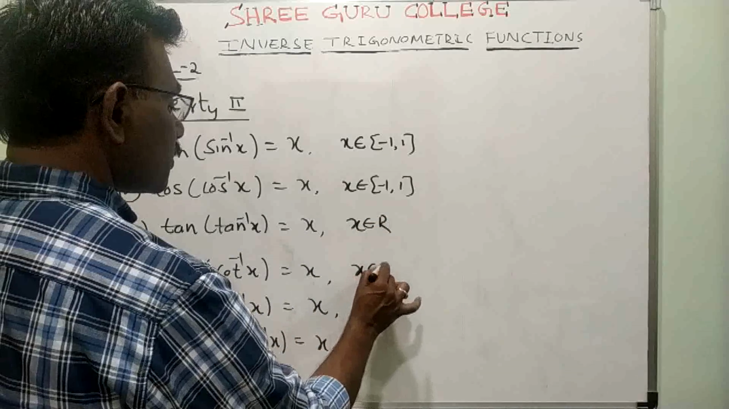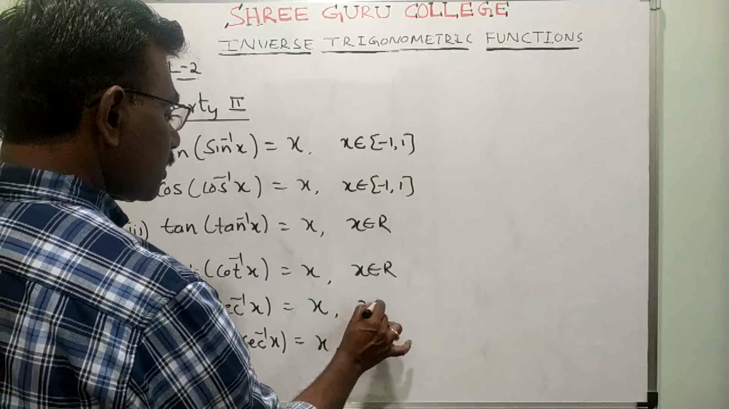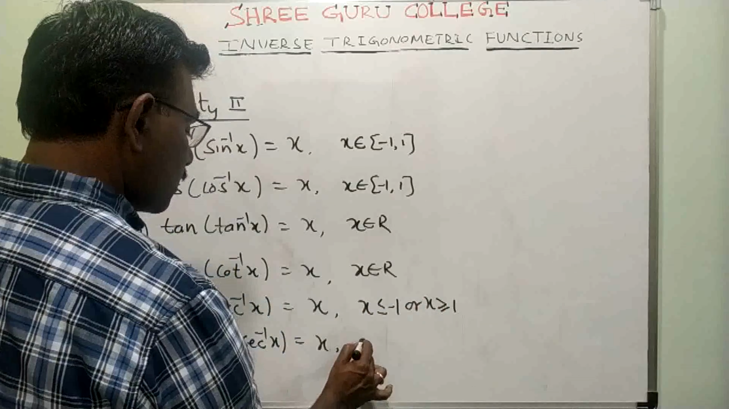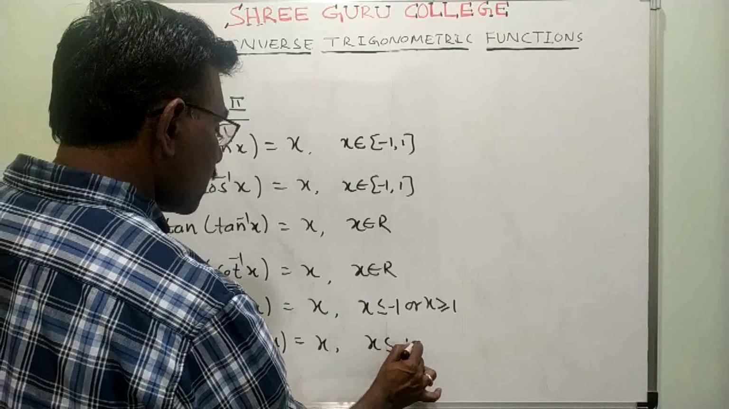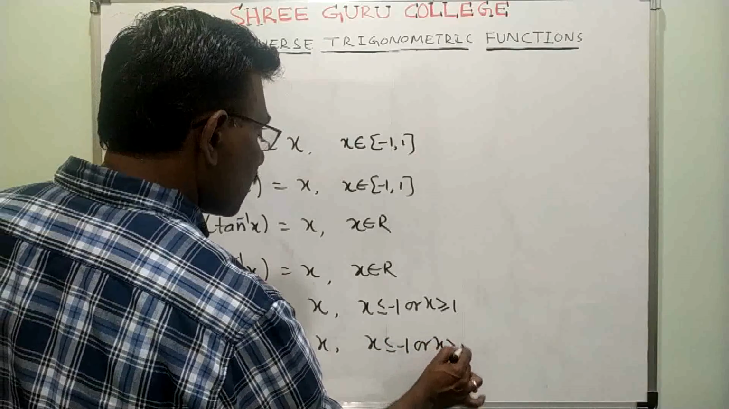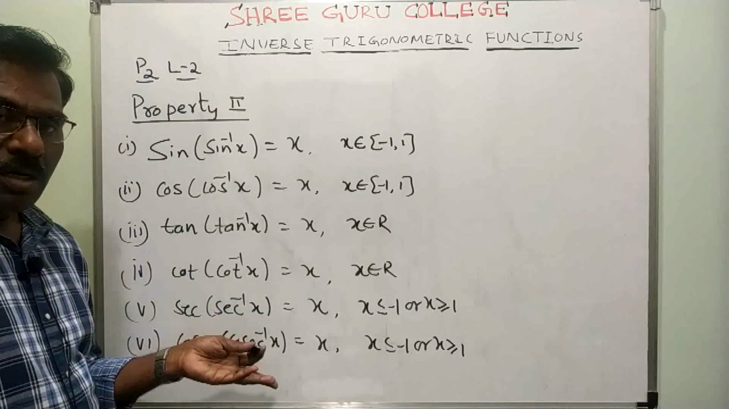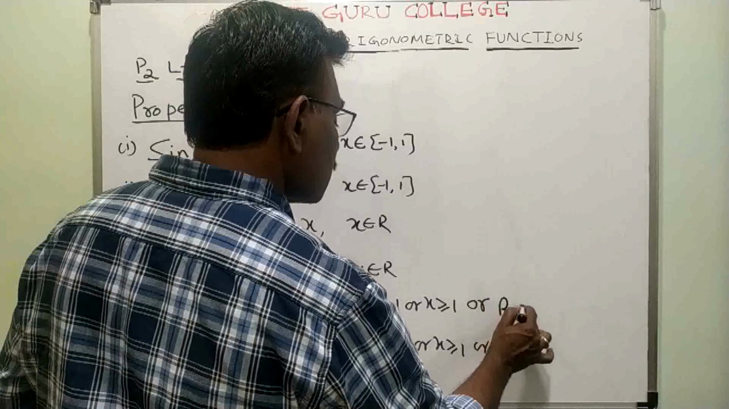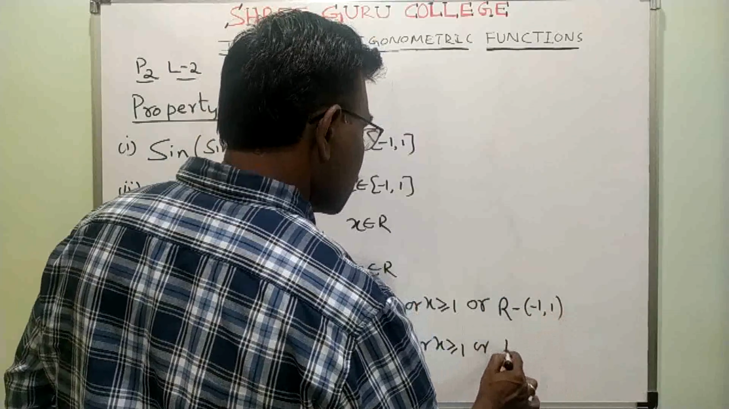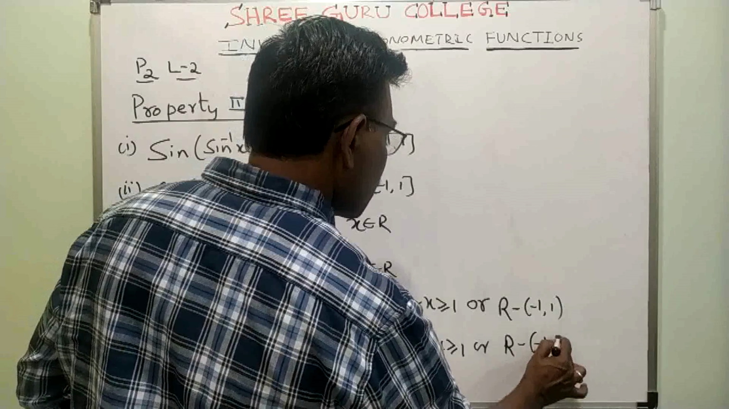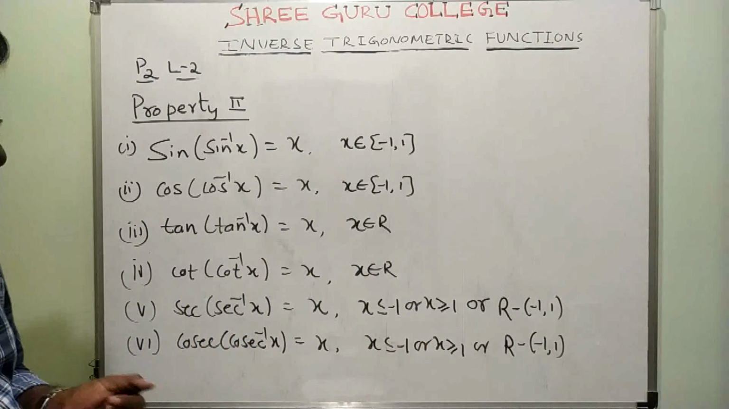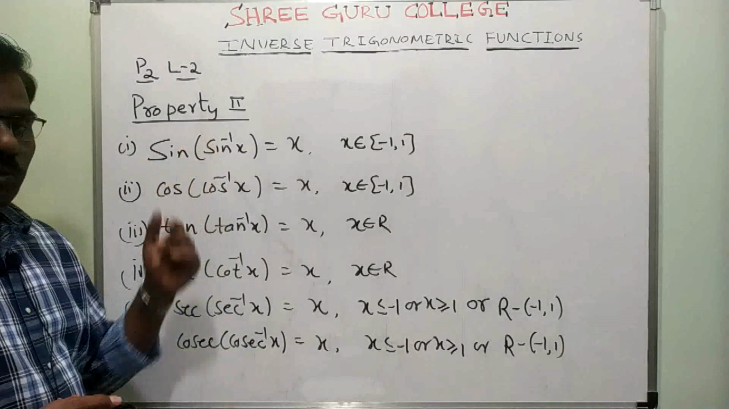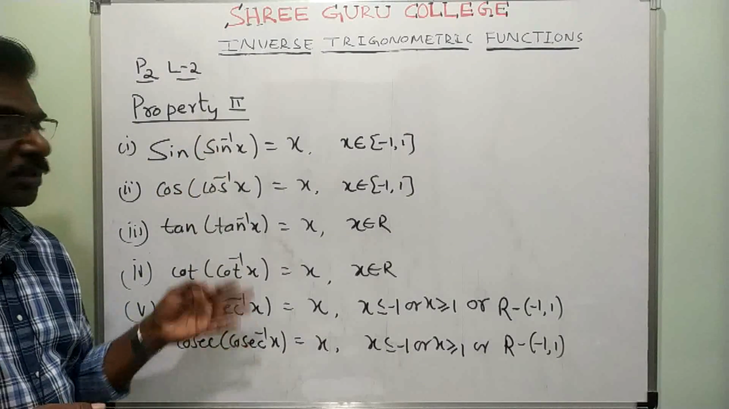Then x belongs to R. This also, x belongs to R. So x less than minus 1 or x greater than or equal to 1. This is also the same, x less than or equal to minus 1 or x greater than 1. Even this is other than minus 1 to plus 1. I have given the table also. So these are most important, and I am calling this property 2. It is a domain property.